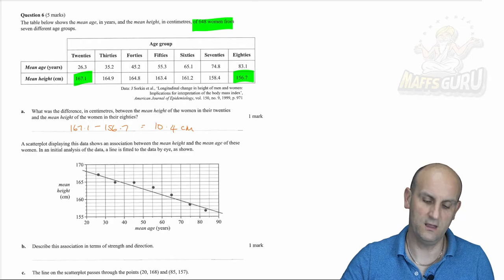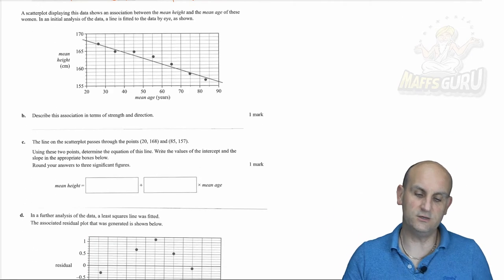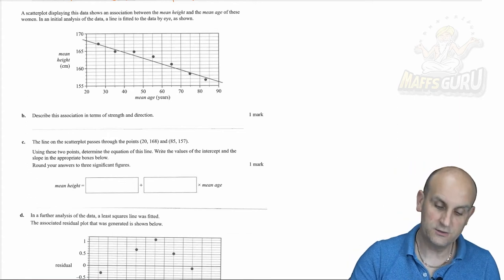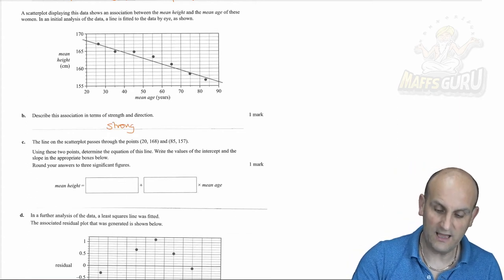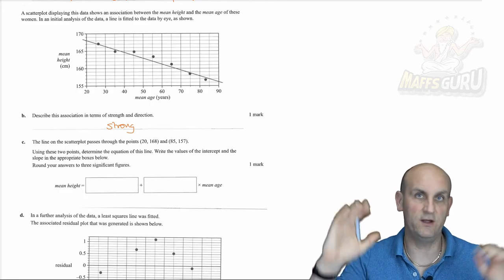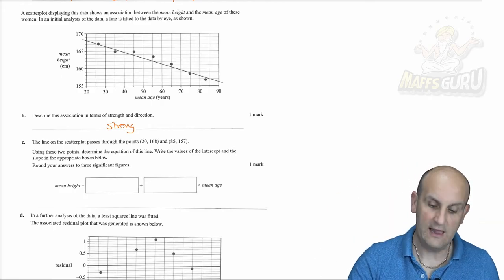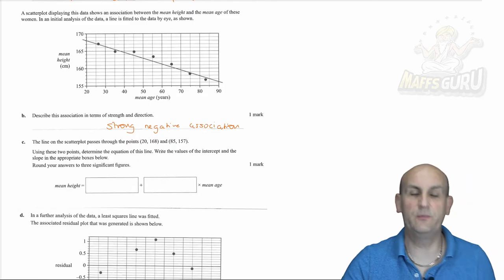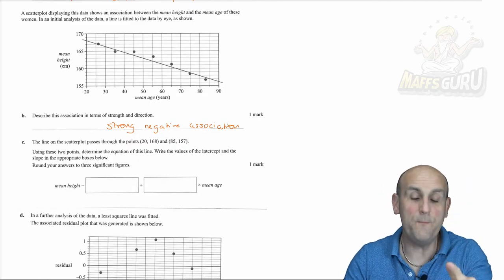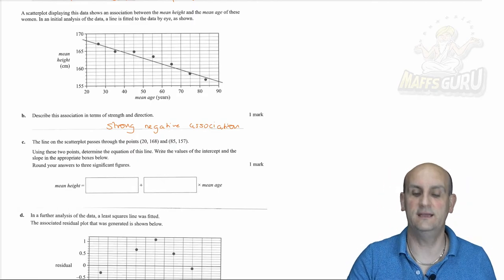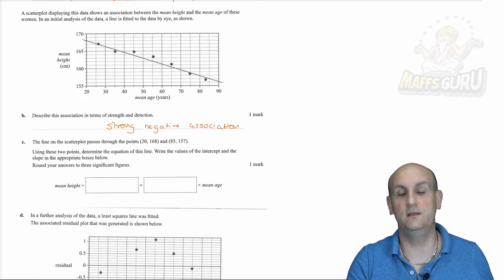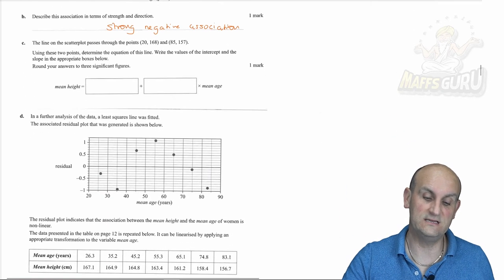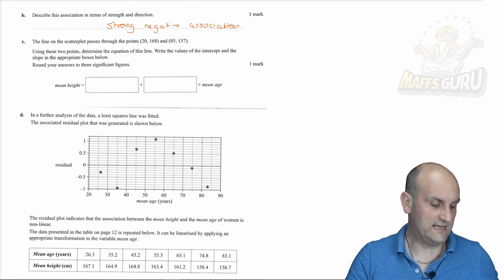But, a scatter plot describing the data shows the association. Describe this association in terms of strength and direction. Okay, strength is strong. How do I know that? To be honest with you, I just looked at the data. They were relatively close together. And a negative association. Now, sadly, when I did this first time, I put the word linear. And then I was like, nope, we know the data isn't linear. So unfortunately, I think if you put the word linear, you're going to lose that mark. So strong negative association.